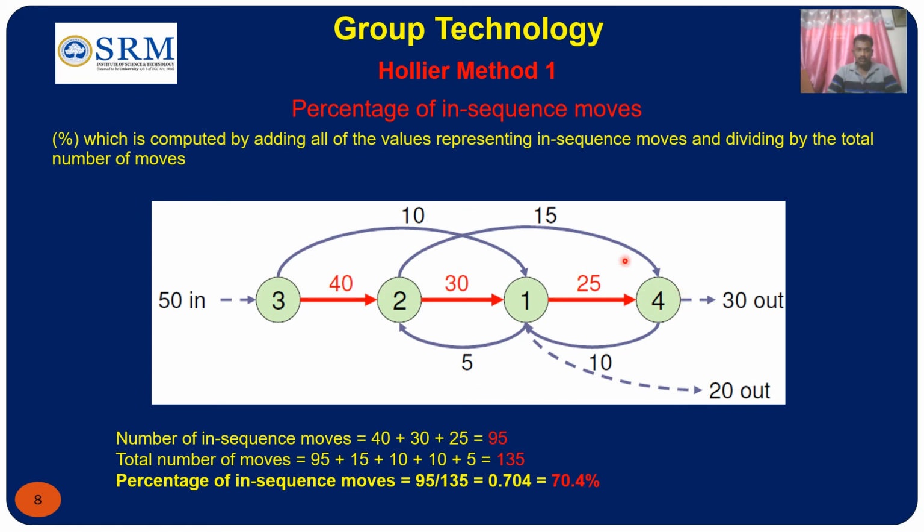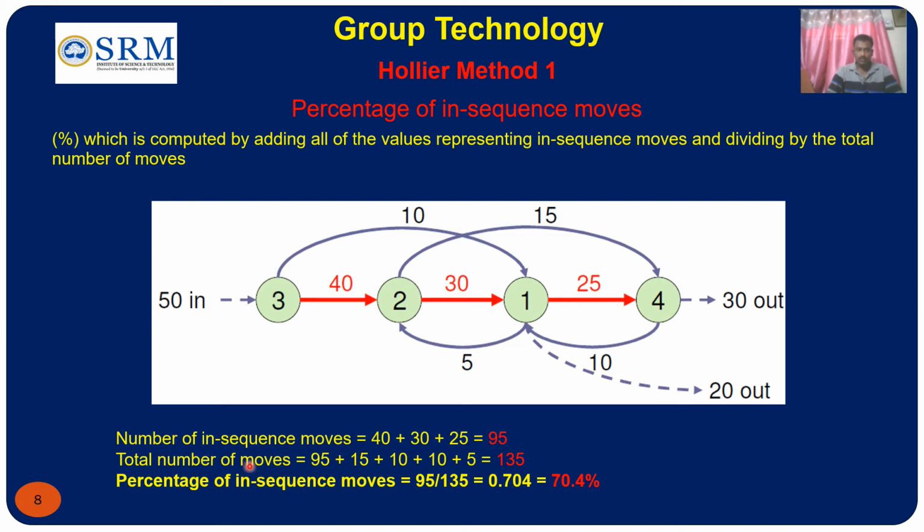Now we have to calculate these values, that is, the percentage of in-sequence moves. In-sequence moves means direct movement. You can see this highlighted in red, the arrow mark, in sequence. This is the machine sequence we have arrived at: 3 2 1 4. Now the in-sequence moves are 3 to 2, which is 40, 2 to 1, which is 30, and 1 to 4, which is 25. We sum all these up: 40 plus 30 plus 25 gives 95. So the number of in-sequence moves is 95.